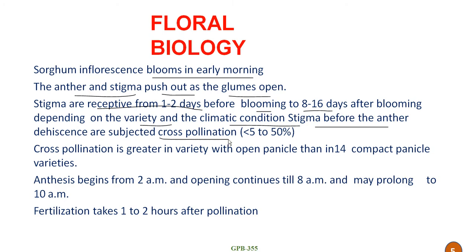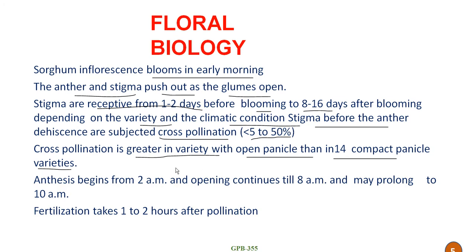Sorghum is a typical example of an often cross pollinated crop. Due to the presence of cross pollination, it leads to 5 to 50 percent outcrossing. That's why this is a case of an often cross pollinated crop. In sorghum, there is no problem of stigma receptivity. As we can see here, the stigma is receptive for the entire length of flowering or blooming, and cross pollination is greater in varieties with open panicles than in compact panicle varieties.